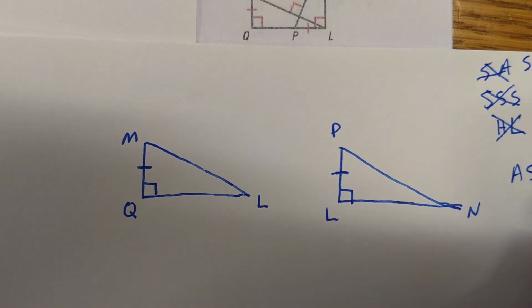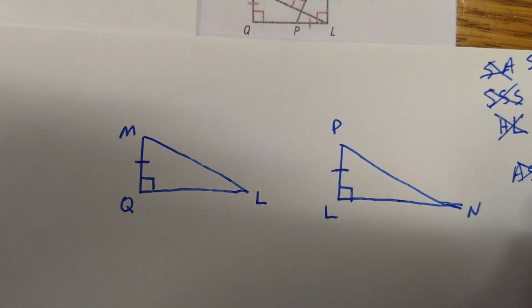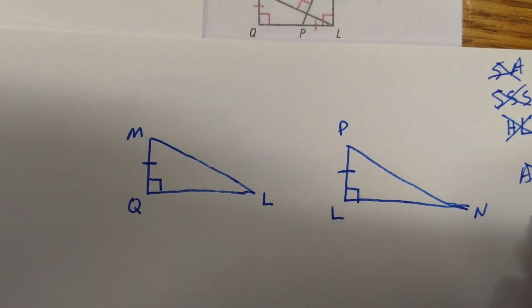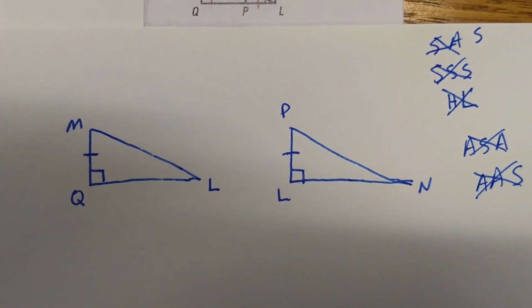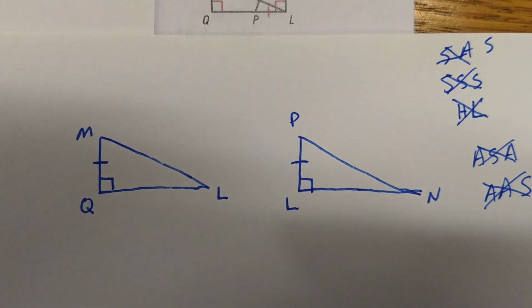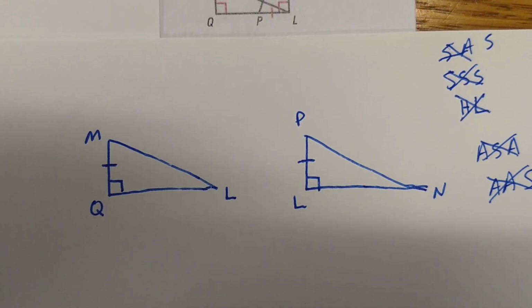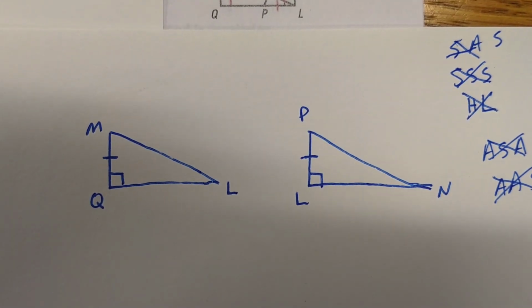Then we talked about angle, side, angle. Don't have enough angles. And we talked about angle, angle, side. And we don't have enough of that either. Okay, so although these look like they might be congruent, we don't have enough information here to tell us that they truly are.